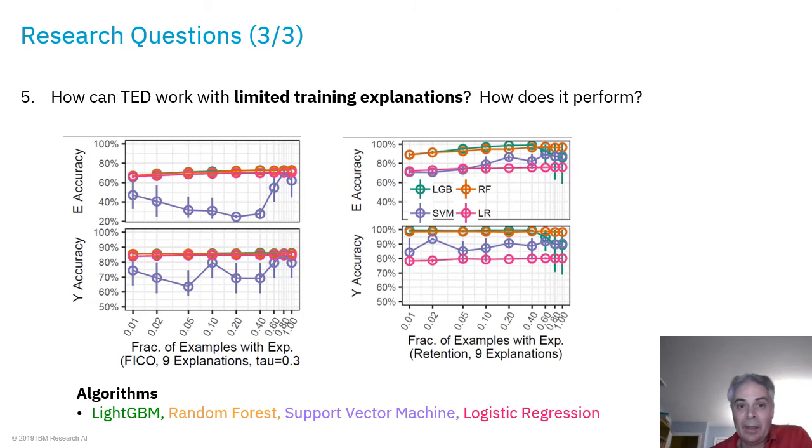Our final question addresses one of the limitations of the TED framework, that it requires explanations for every training set instance. Here we allow missing explanations on some instances and impute them from the instances with explanations. We then determine what fraction of the training dataset needs to contain explanations. Surprisingly, the algorithm's performance is consistent, even when as little as 1% of the explanations are present.